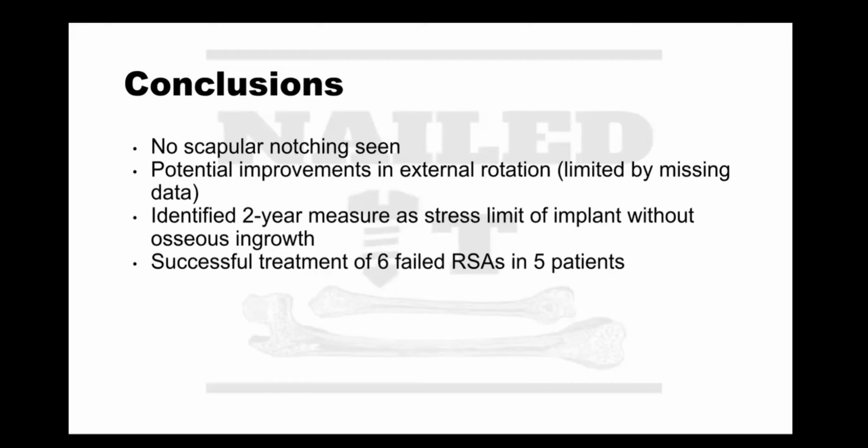In the early 2000s, no scapular notching was seen. There were potential improvements in external rotation, but that had to be put by the wayside with the missing data here. And they identified the 2-year measure, the stress under the implant. So following these patients out at least beyond 2 years is important to make sure that implant is actually ingrown, and there was successful treatment of 6 failed reverse shoulders in 5 patients. So using it as even a revision bailout of itself can yield good outcomes.